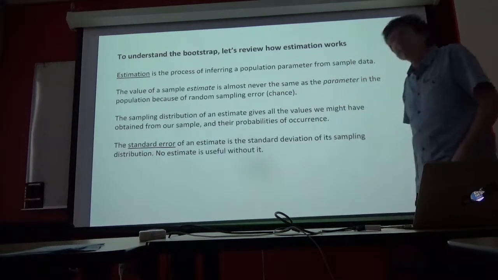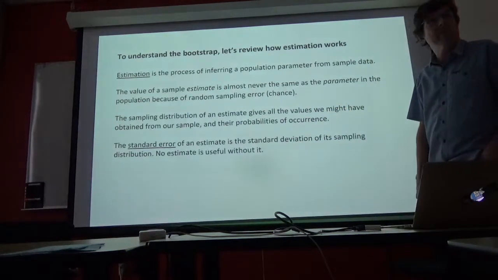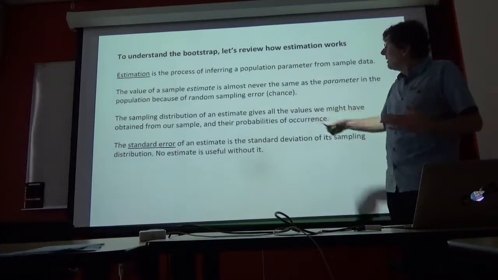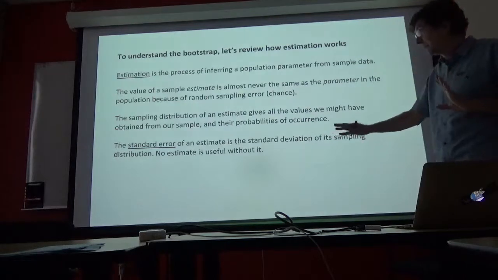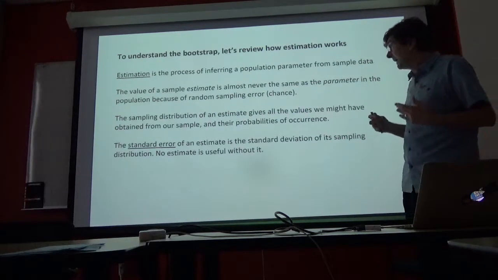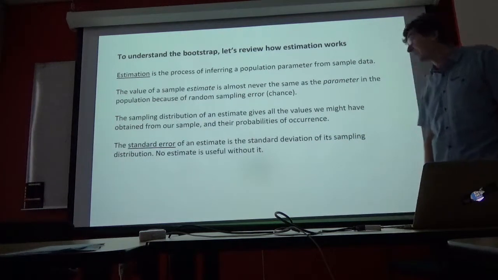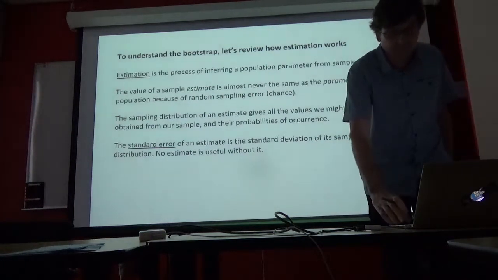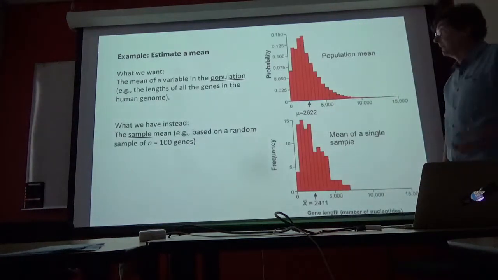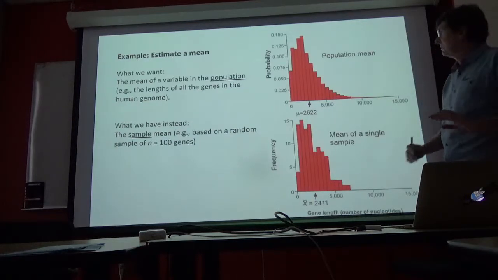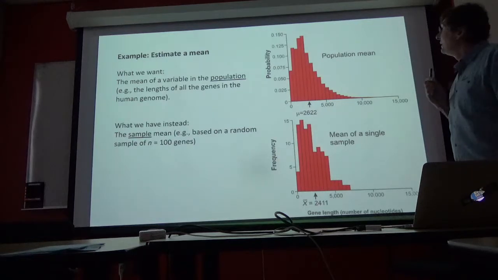The standard error is actually the standard deviation of that sampling distribution of an estimate. So if we could know the sampling distribution of an estimate and the probability of occurrence of all the possible values for the estimate that we might obtain, we could calculate the standard deviation of that distribution. That's our standard error. Likewise, we could calculate a confidence interval if we knew that. So I'm going to show you first something that you're already familiar with, but just to marvel at just how magic this quantity is in this case.